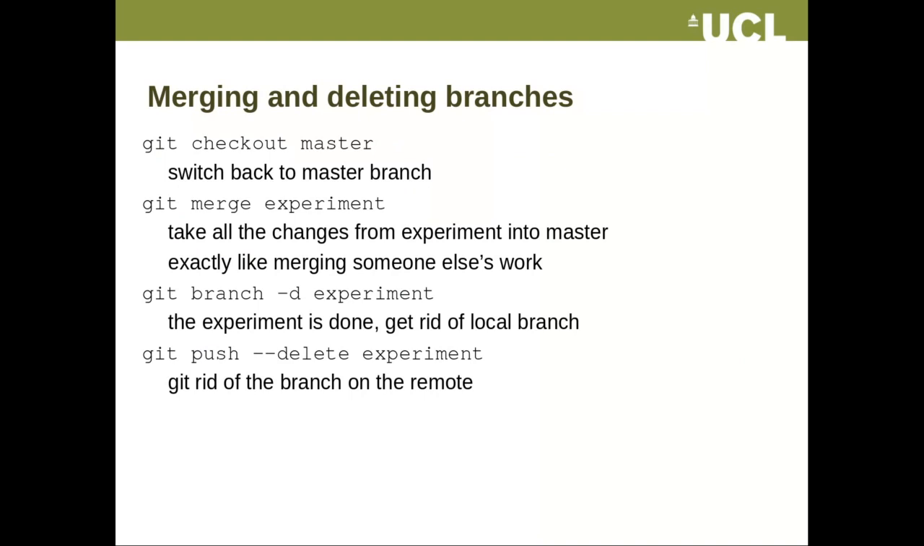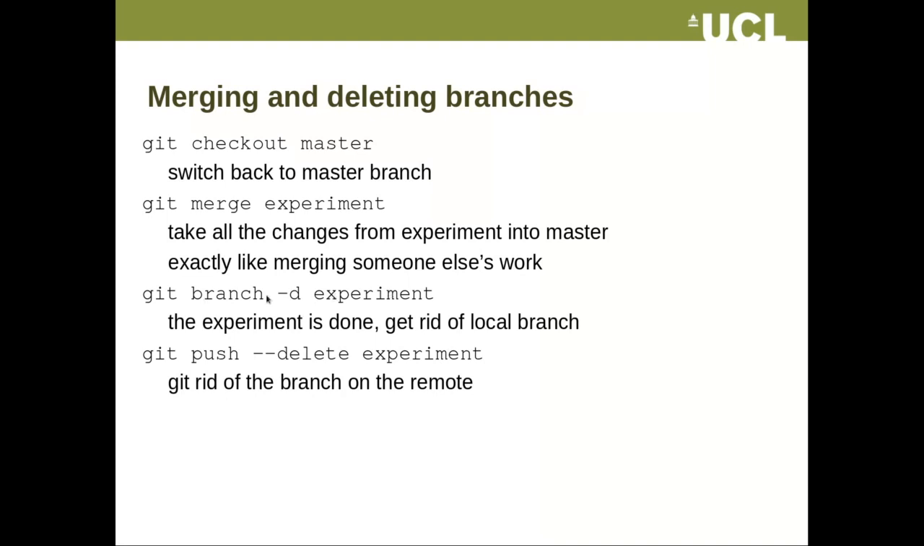Another thing we want to be able to do is merge branches. So I showed that in the diagram. So if we've developed a branch called experiment and we want to merge it into the central master branch, then we check out the master branch, which you do with git checkout master, and then we simply say git merge experiment, where experiment is the name of that experimental branch. That will take all the changes that have been done in this experiment branch and merge them into our master branch. And in fact, merging other people's work is done in exactly the same sort of way.